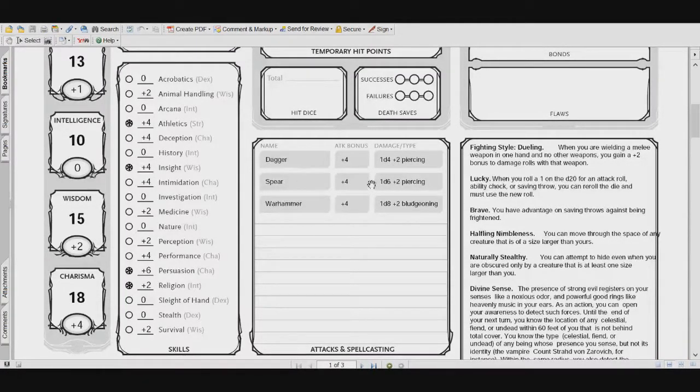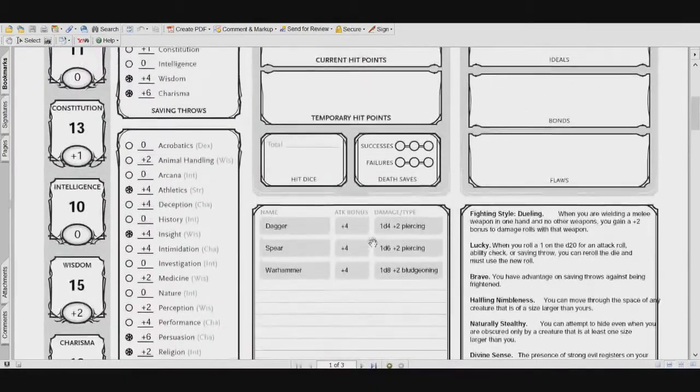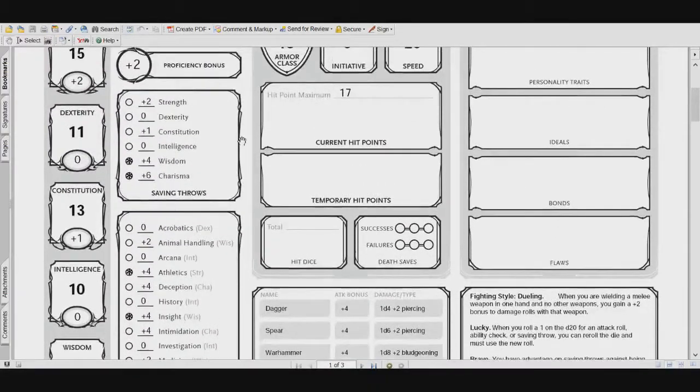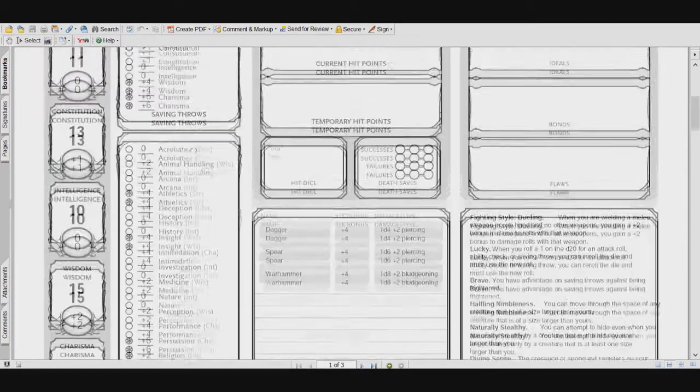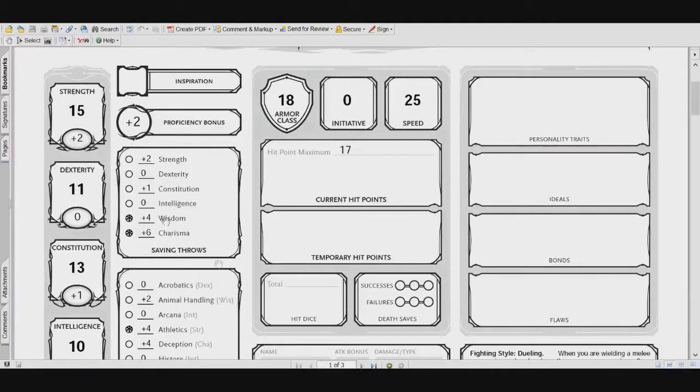Where does that number come from now? Why is there a +2 there? Is it adding my proficiency or is it adding my strength? Well, this weapon uses my strength, so I'm going to add my strength to the roll. Same thing with the spear, plus 2, plus 2, and I am also adding my strength to it.